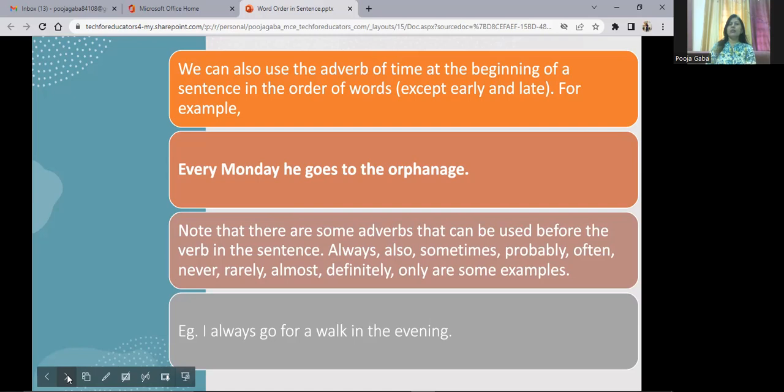Note that there are some adverbs that can be used before the verb also in a sentence. Adverbs can come before the verbs also, like always, also, sometimes, probably, often, never, rarely, almost, definitely. These are certain examples of adverbs which are used before the verb. Now, see this example. I always go. Now, always is the adverb here and go is the verb. So, this adverb is placed before the verb. I always go for a walk in the evening. Always is the adverb which is placed before the verb go.